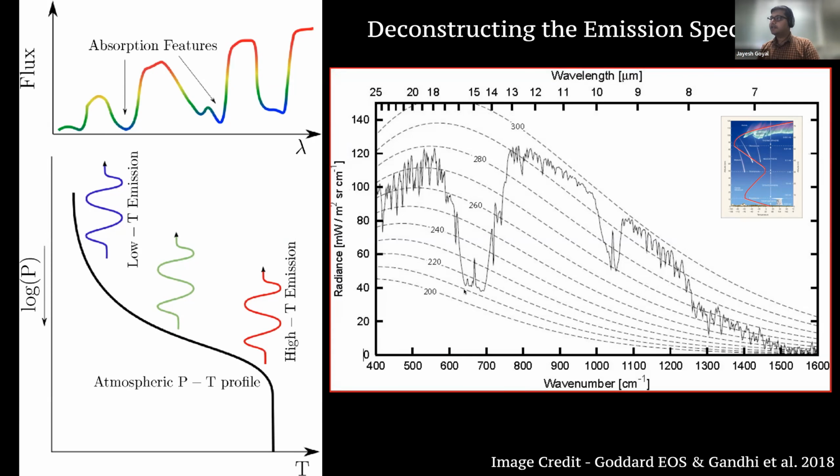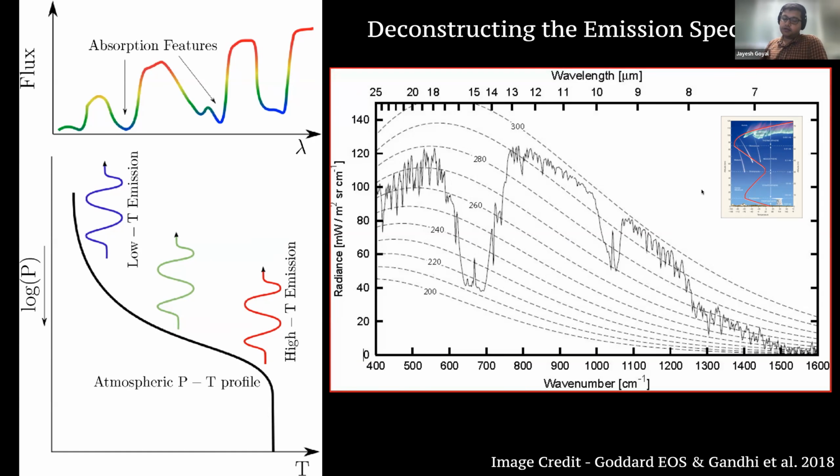Here, what you see is actually the emission spectrum for Earth. First you see these dashed lines, which represent the black body spectrum at different temperatures. And this is the spectrum of the Earth that you would measure if you went to the top of the Earth's atmosphere. First of all, you can see different absorption features: the absorption feature due to carbon dioxide, then due to ozone and water vapor. And you can invert this to get the information of the pressure temperature structure.